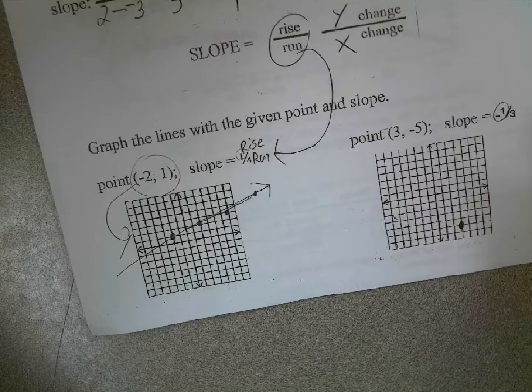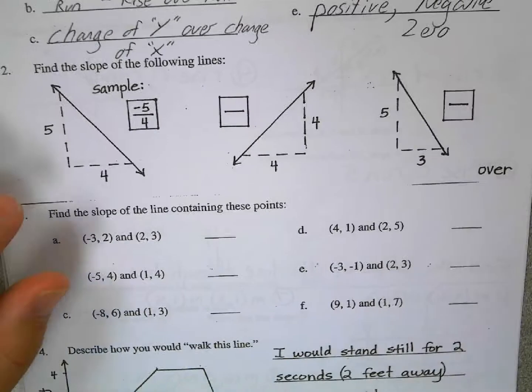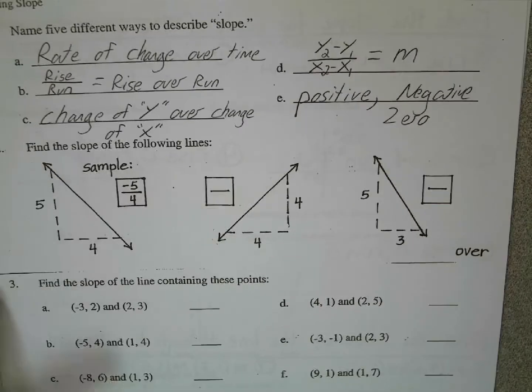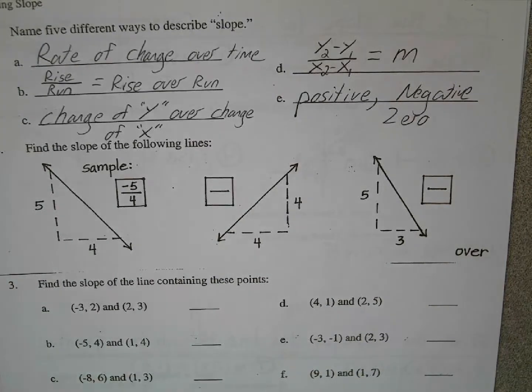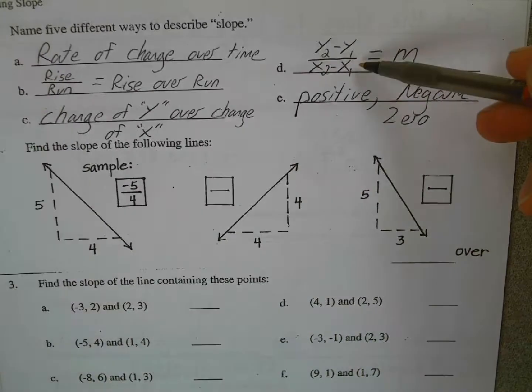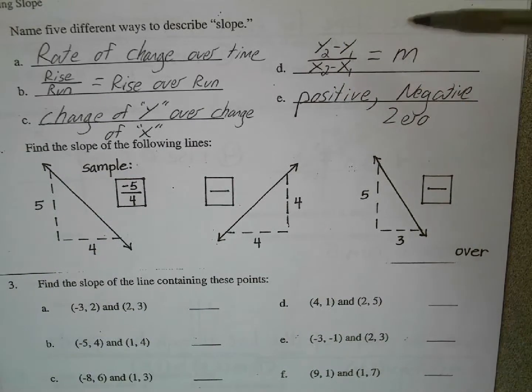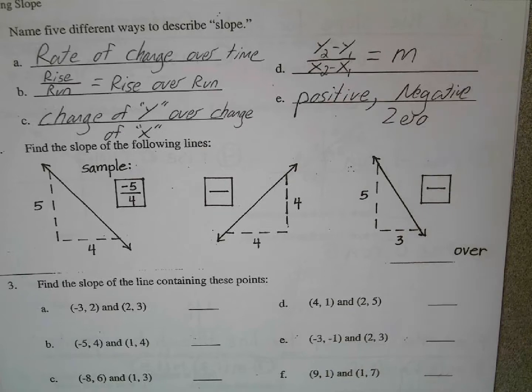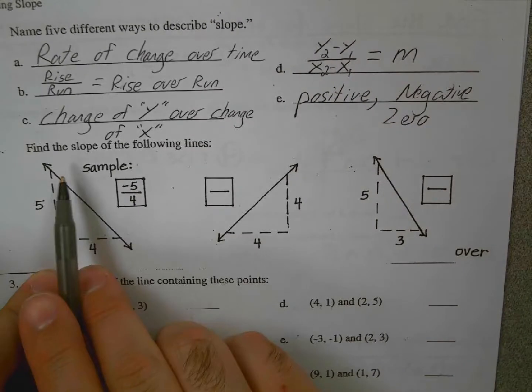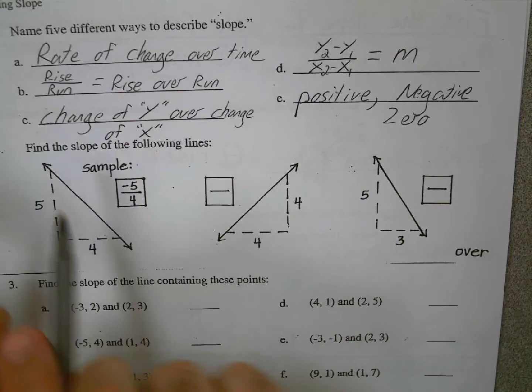All right? And then on the back, we can talk about 5 different ways we can describe our slope. So we talked about it as a rate of change over time, how something changes, how like population changes over time. We talked about it as a rise over run. We talked about it as a change of y over a change of x, which I wrote over here in this space. So the difference of y's over the difference of x gives us our slope. Slope can be positive, negative, or even 0. Okay?